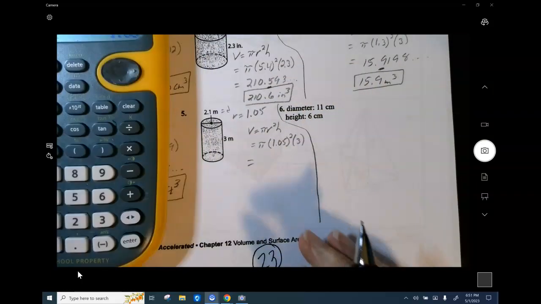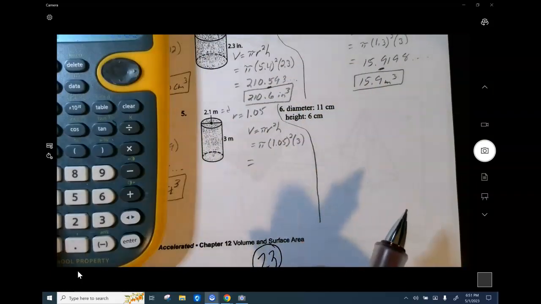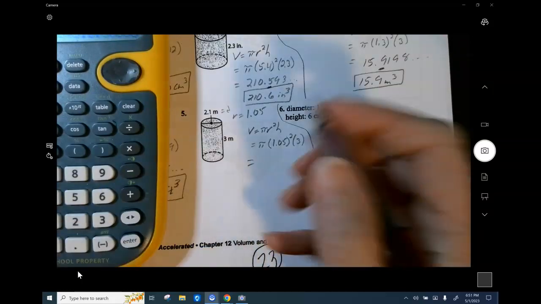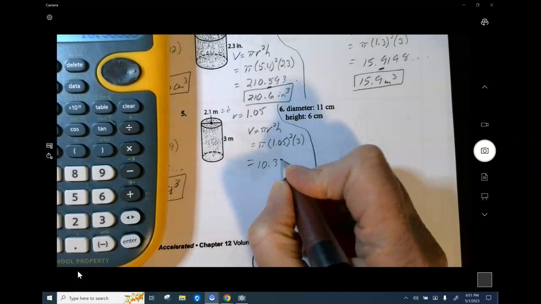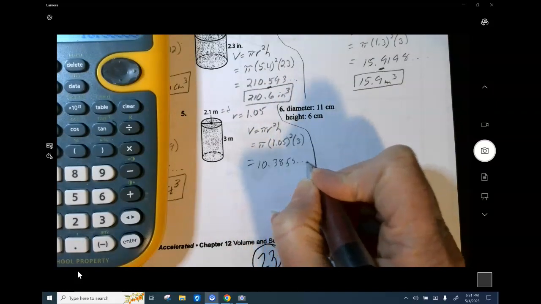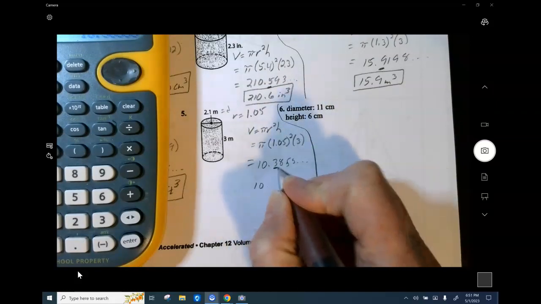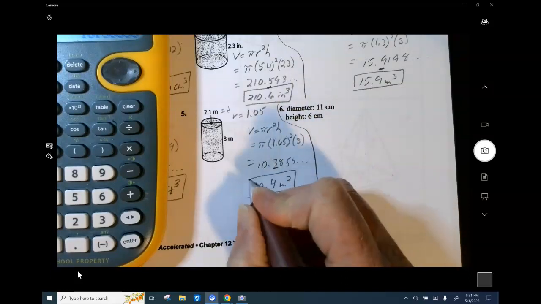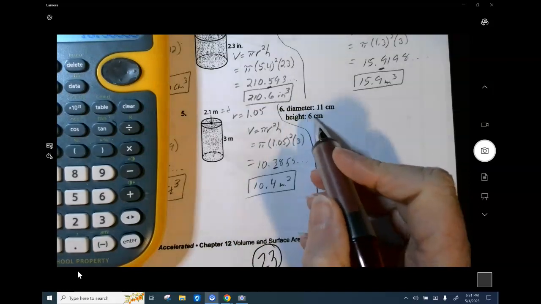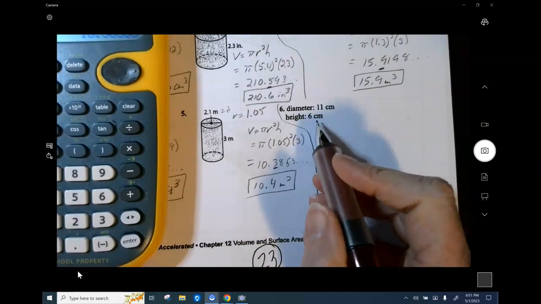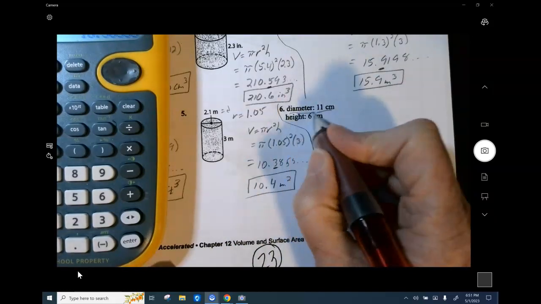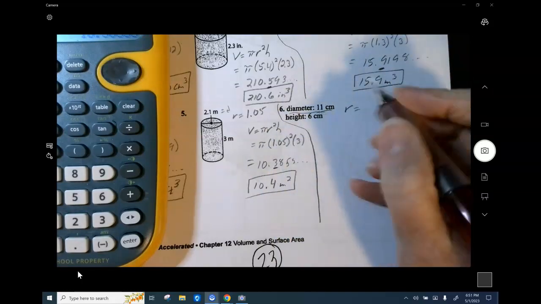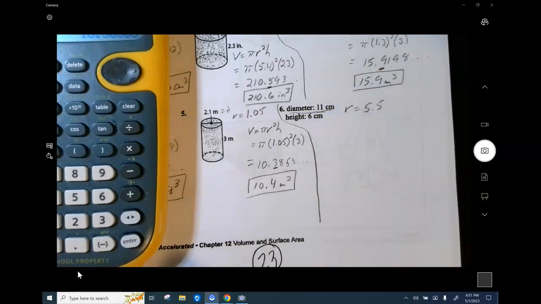Put it in your calculator. 10.3855 blah blah blah. Round to the nearest tenth. Meters, 10.4 meters squared. Good. Okay, now the only difference with this one is they don't give us a picture. They give us a diameter. So what do we have to find first? That's right, the radius. So half of 11 would be 5.5. Okay, go. Do that one.